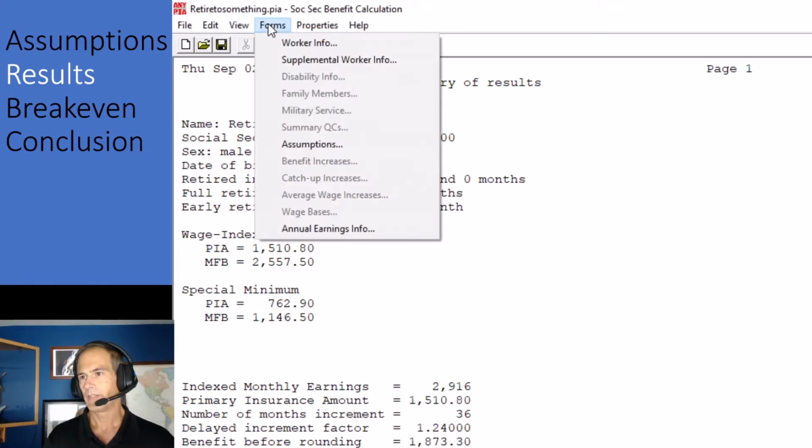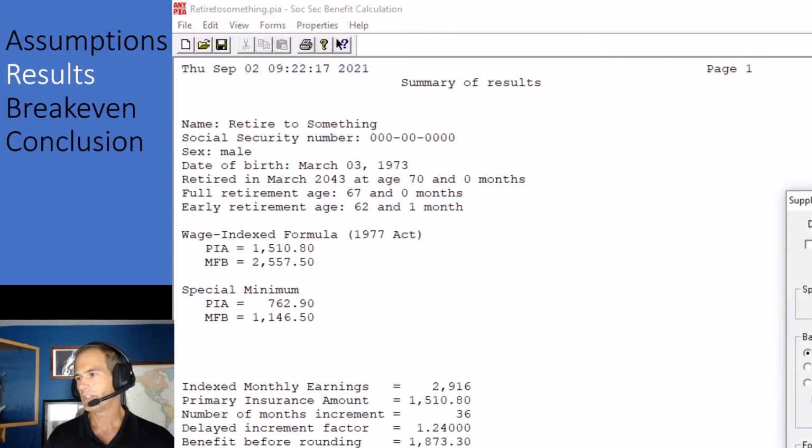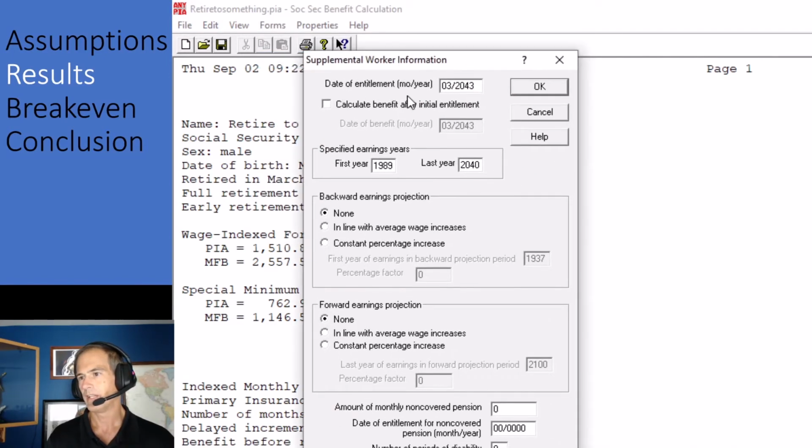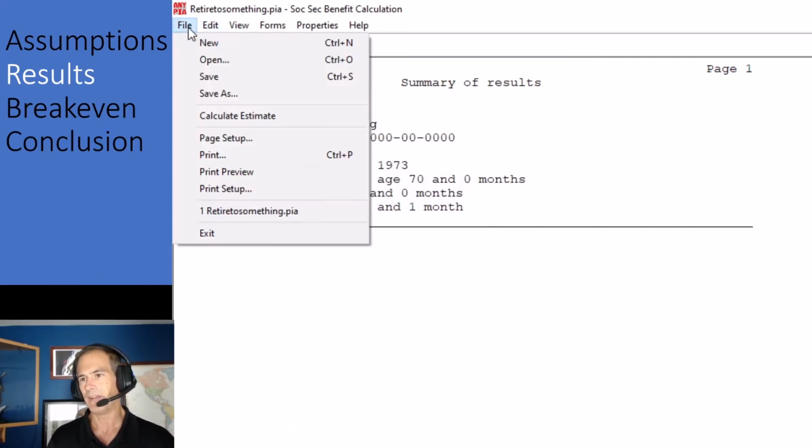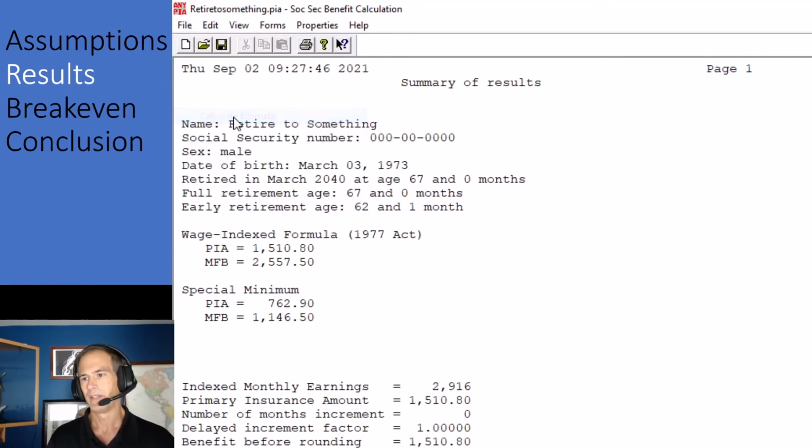So to show you how this works, I'm going to go ahead and change my date of entitlement to 2040, which is going to be at age 67 or full retirement age. When I change this, you'll notice the results page goes basically back to blank. We have to go to File and Calculate Estimate. So this gives us our results.